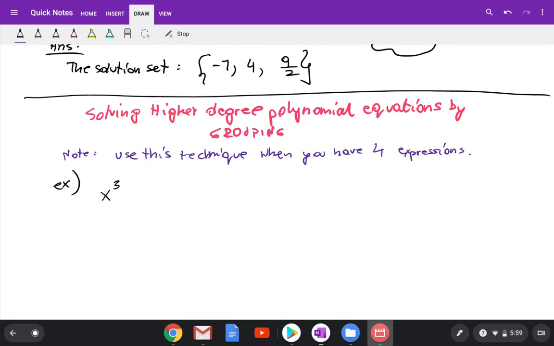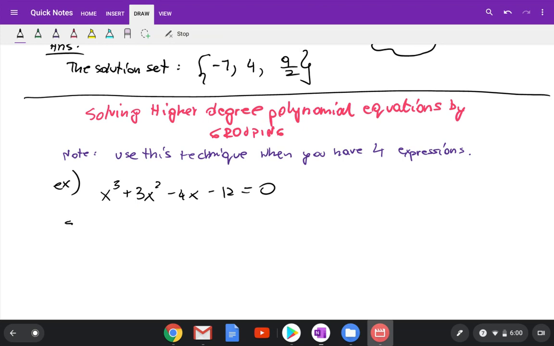x to the third plus 3x squared minus 4x minus 12 equals 0. First of all, why do we need to solve by grouping? Because we have x to the third power, so this is a higher degree polynomial equation, that's one. And second, we have 4 different expressions, so the AC method definitely won't work. The AC method works only for quadratic equations in the form ax squared plus bx plus c equals 0. So here we need to use grouping.